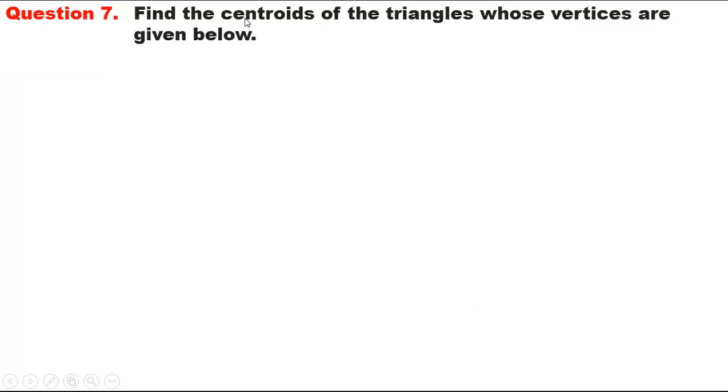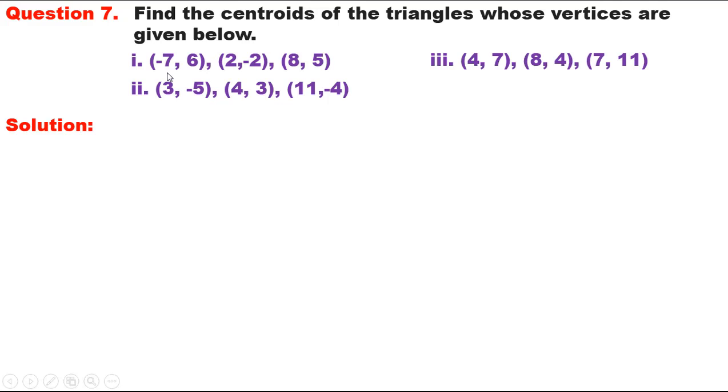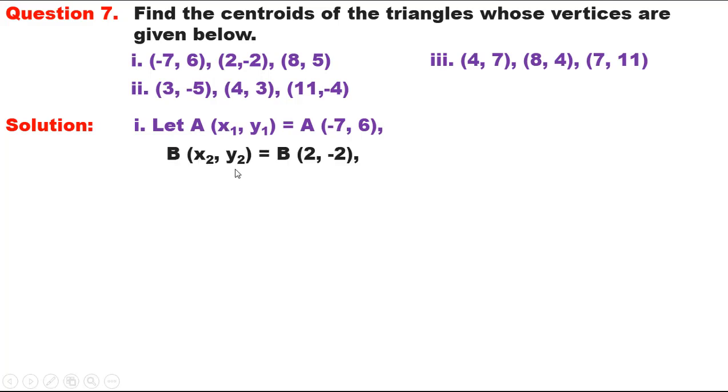Question 7. Find the centroids of the triangles whose vertices are given below. There are 3 examples, out of which the solution of the first is: let A = (x1, y1) = (-7, 6). B = (x2, y2) = (2, -2). C = (x3, y3), the coordinates of C are (8, 5).